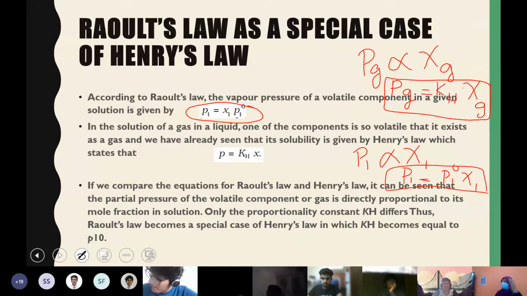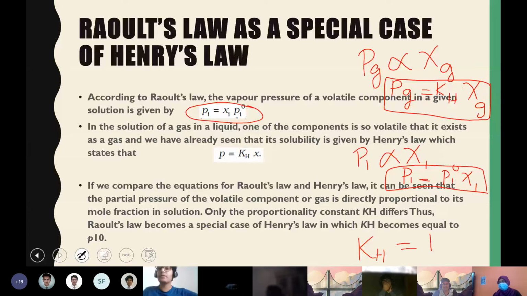So what you can see is that one is only for gas. Henry's law was defining a gas getting dissolved in a liquid. But here the only difference in Raoult's law is that it is about a vapor, the vapor state, right? The partial vapor pressure of vapors from the liquid solution. So that is a major difference between Henry's law and Raoult's law. And you can see that the Henry's law constant Kh is only replaced with P10. That is the only change when you look into the two equations.